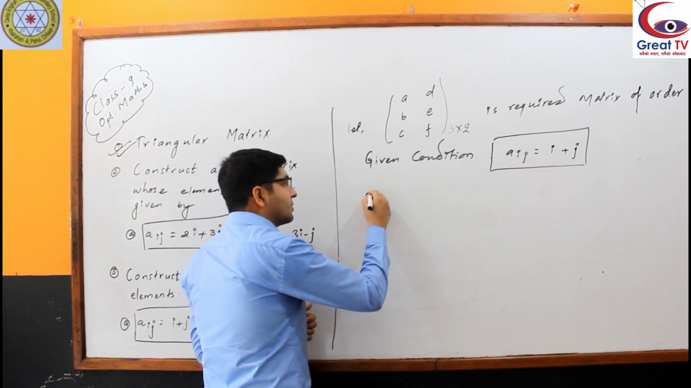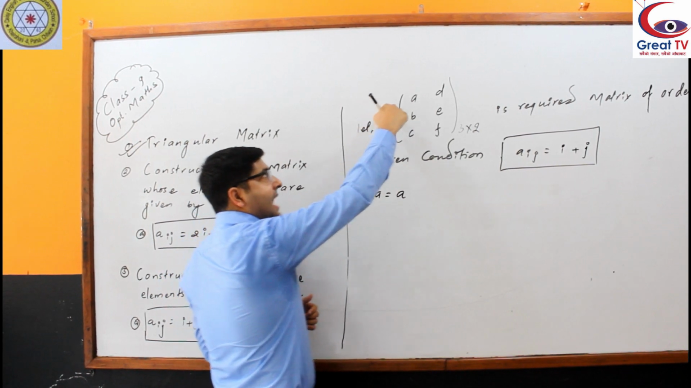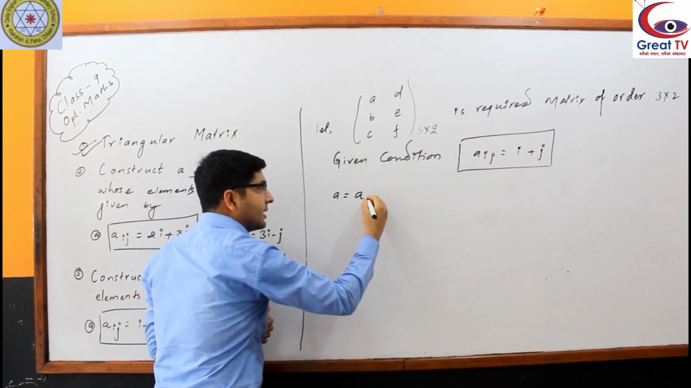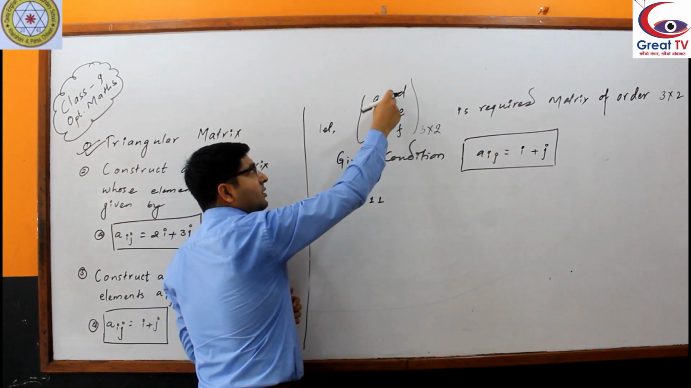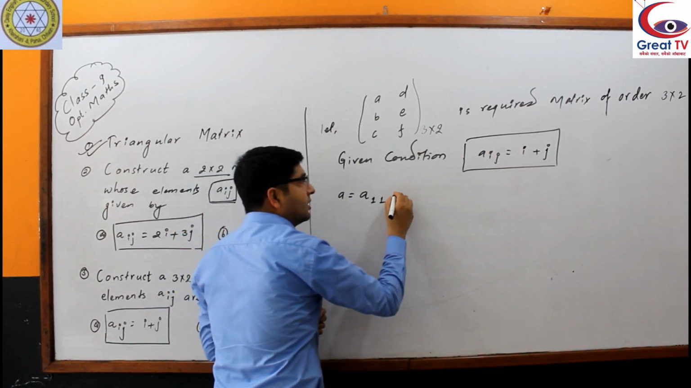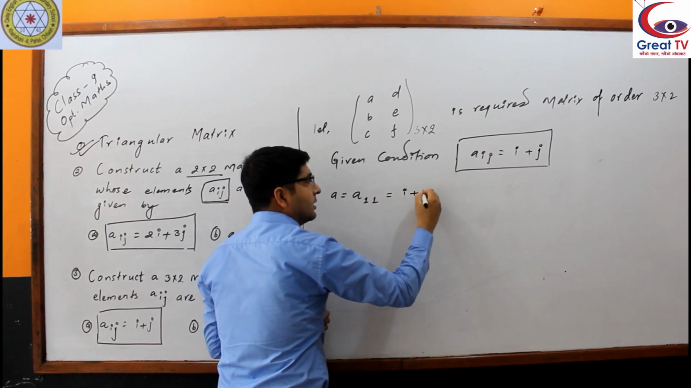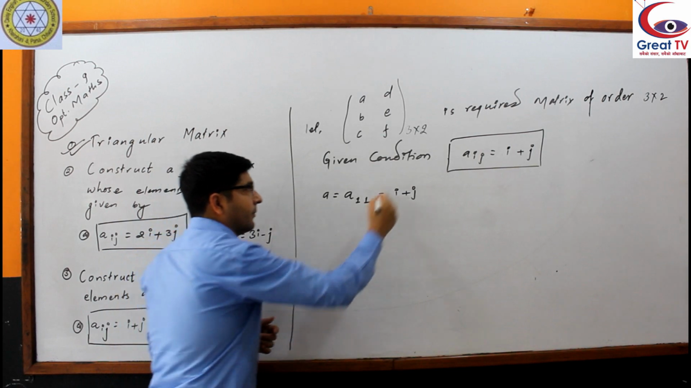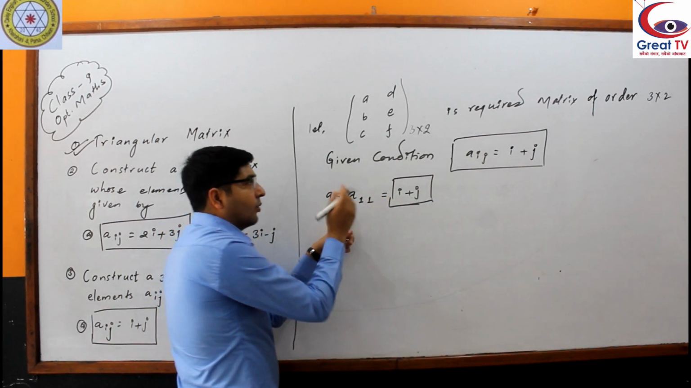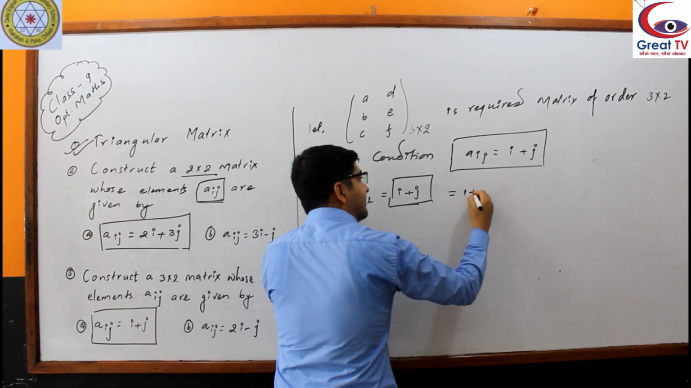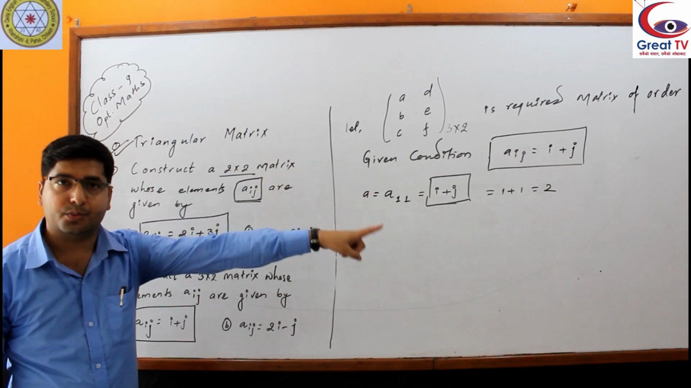So A equals to, now A lies on the first row and first column. Yes, A lies on the first row and first column, and the given condition is i plus j. Now replace i and j by 1 and 1, which equals 1 plus 1 is equal to 2. That is, the value of A is 2.